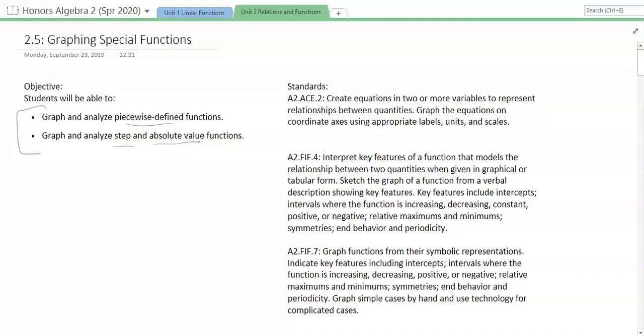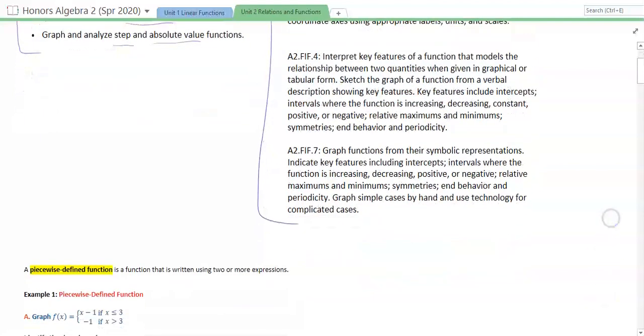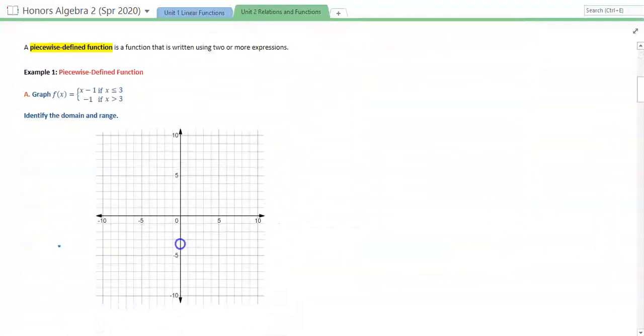Now we looked at absolute value a little bit in 2.6. And again, with me flopping these sections, that's why we saw it in that section. But we're going to look more in depth at that along with step functions and piecewise functions today. And so that falls under these three standards of ACE2, again, creating equations in two or more variables, being able to graph them, interpret the key features, including sketching with intercepts, increasing, decreasing, and so on, and then being able to graph from symbolic representations, including their intervals and increasing, decreasing. So again, that's the standards that we are looking at there.